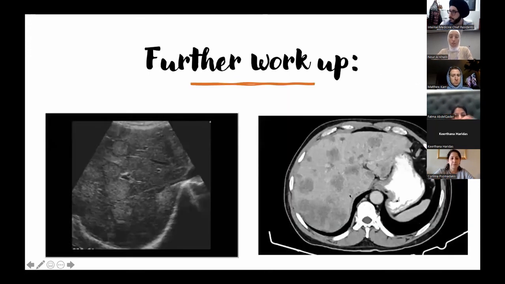So just to keep in mind, this skyrocketing elevation in the ALP is usually infiltrative disease rather than biliary tree disease. Just keep this in mind, especially for metastases, high burden cholangiocarcinoma, or primary liver malignancies, or amyloids, or lymphoma, and such with a very high ALP. So this is my last case. Any questions?